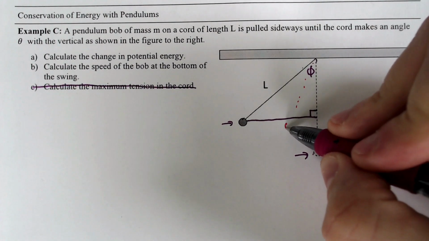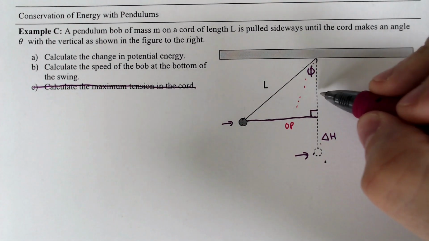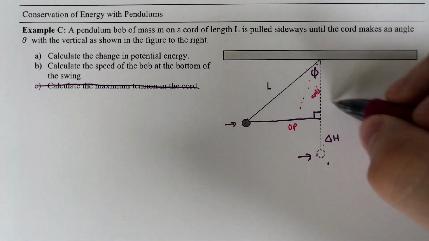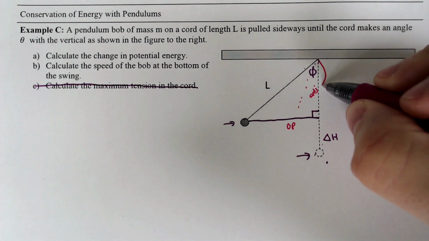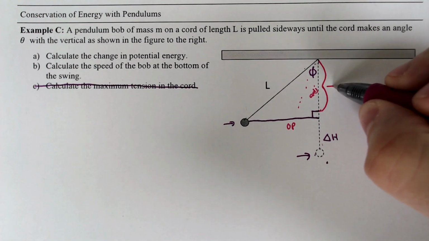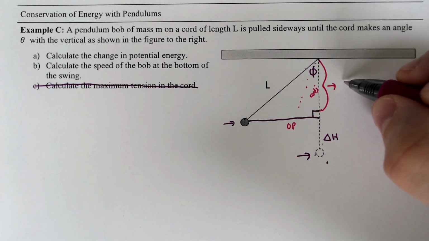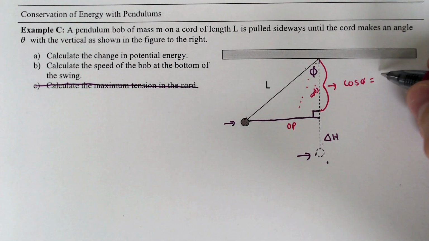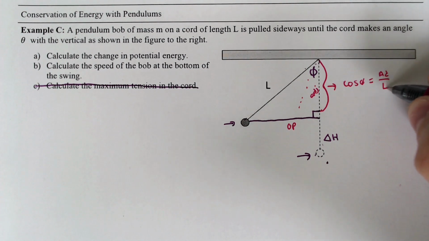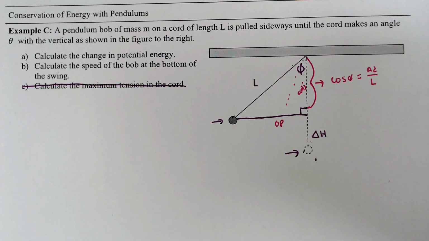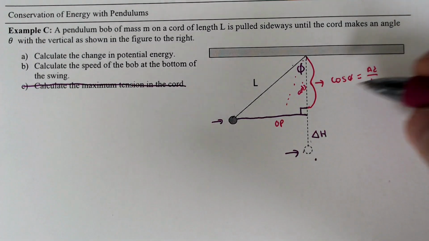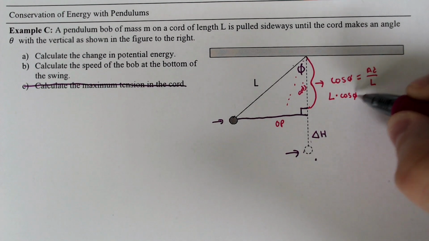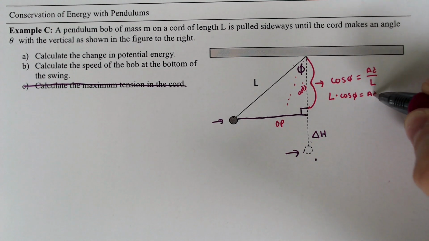Across from this angle, we've got our opposite. Here, that would leave our adjacent, which means this side from here to here would be found with cosine of theta equals adjacent over L. If we solve for the adjacent side, we figure out that this side over here is L times cosine of theta. That would equal our adjacent side.